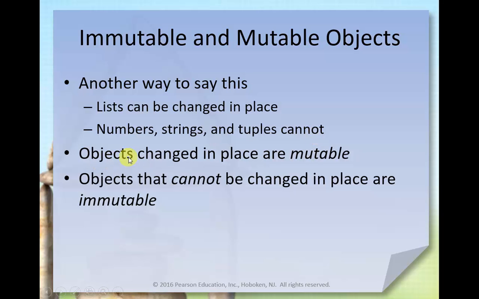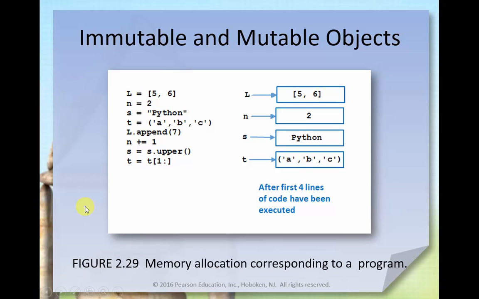So, objects that change in place are mutable, like the weather. They can change all the time. But objects that cannot be changed are called immutable objects. So let's look at how Python allocates memory when it goes through a program.